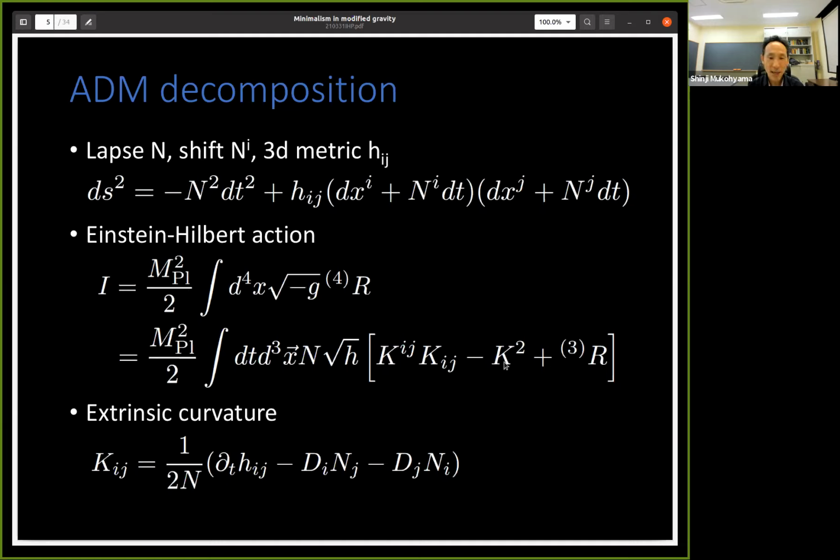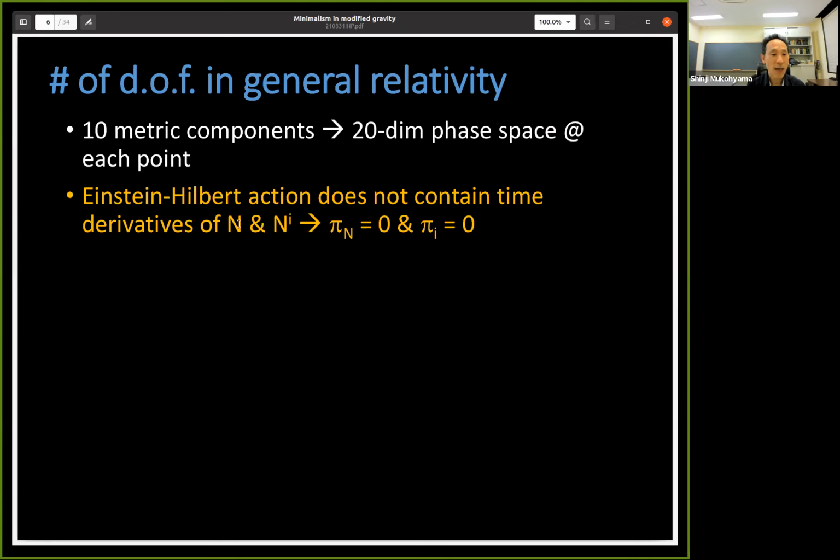Here, K_ij is the so-called extrinsic curvature, measuring how the constant time surface is embedded into the space-time. This includes the time derivative of the 3D metric, h_ij, but doesn't include the time derivative of lapse or shift. This is a spatial derivative. And also this part is the 3D curvature, which includes the spatial derivative of this guy, but doesn't include the time derivative. So the action doesn't include the time derivative of lapse and shift.